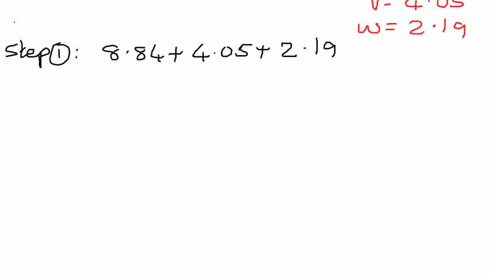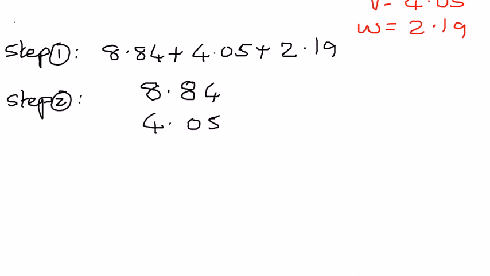And now as step 2, we're going to write the numbers down by aligning the decimal point. So how do we do that? Like this: 8.84, 4.05. We're aligning the decimal point. The decimal point is in the same vertical line. 2.19. So these are the three numbers we have.